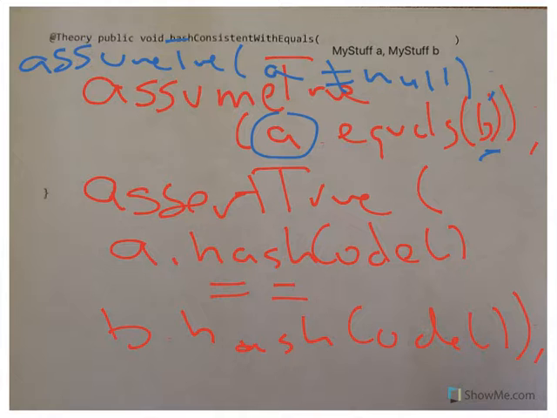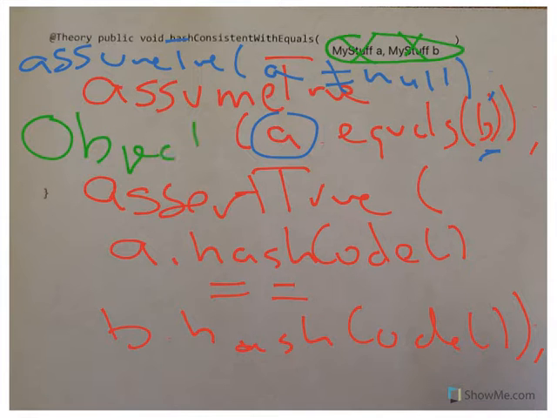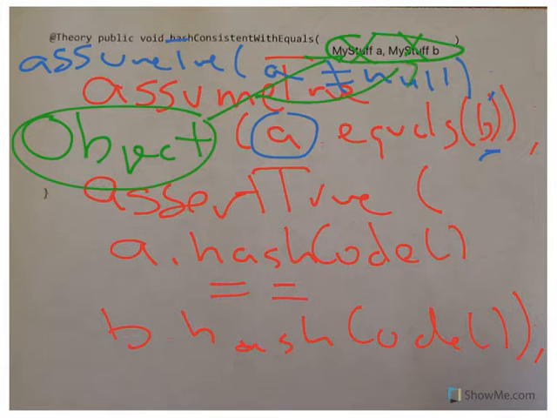So parameters can be of type object. They should go all the way up the hierarchy. That's right. So this theory is fine the way it is. It's valid. But it's not as general as it could be, because it's not just mystuff objects that have to have hash consistent with equals. It's any objects. And so to make this more general, what I should really do is take these parameters out and replace both of those parameters with the type object, because then the theory is as general as it could be.